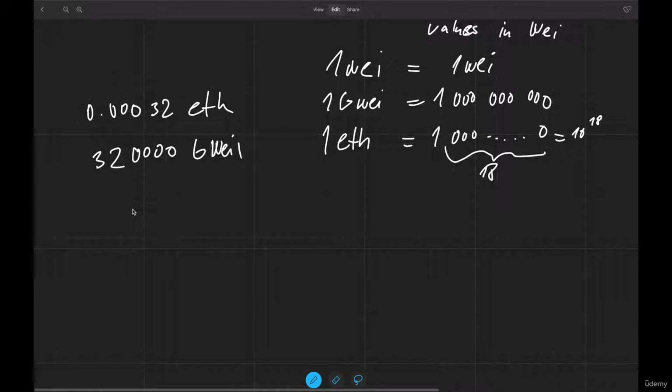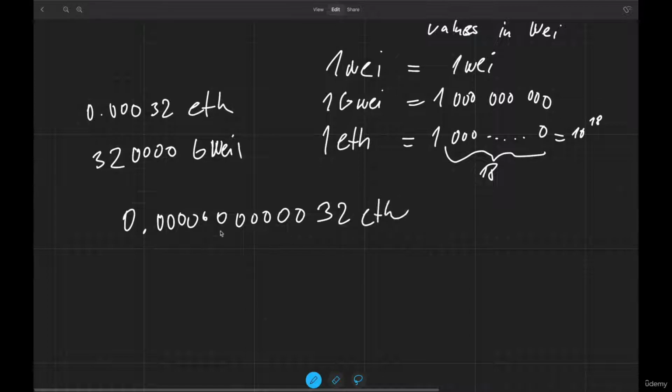For example, if I would pay for a transaction 0.00000000032 ETH, of course, it's easier to say it's, for example, 320 wei than saying it's 0.000 and so many zeros, 32 Ether. That's why we have these denominations of ETH.